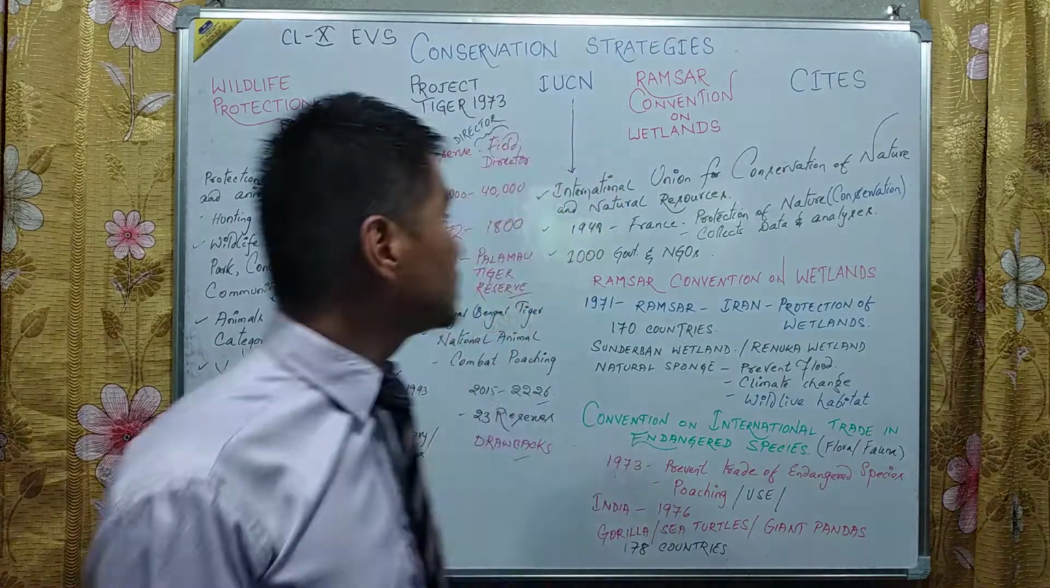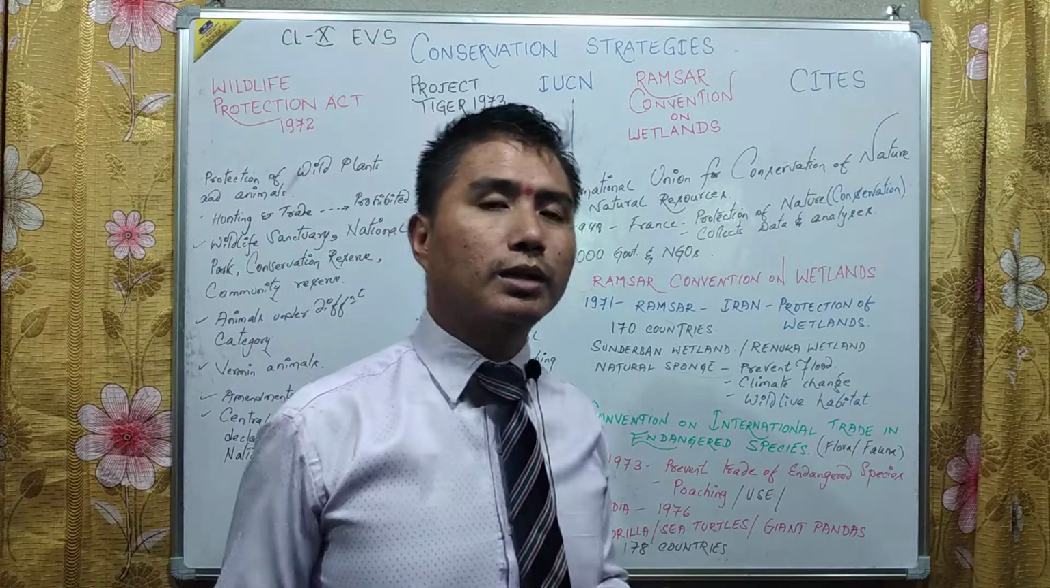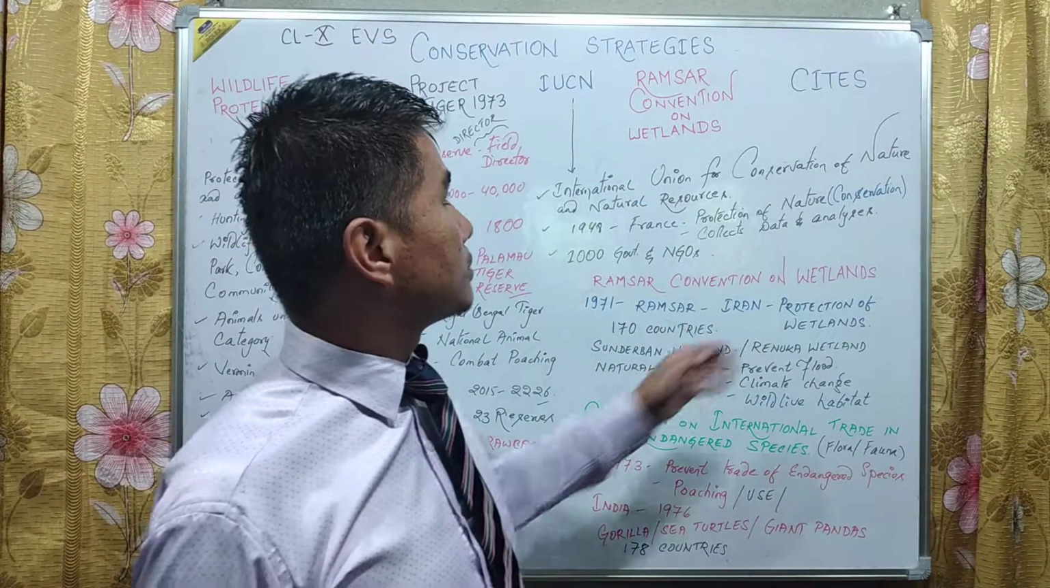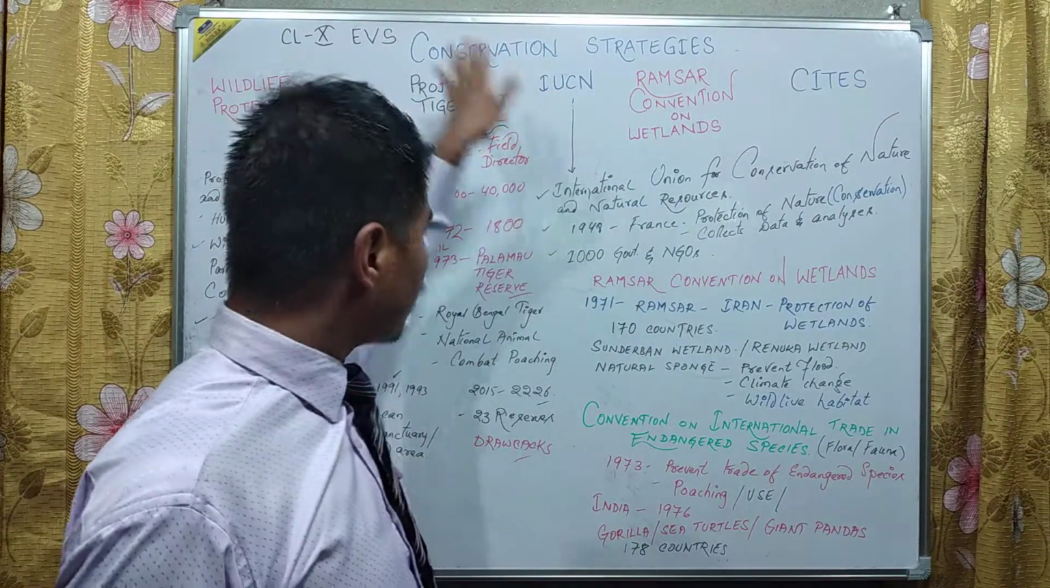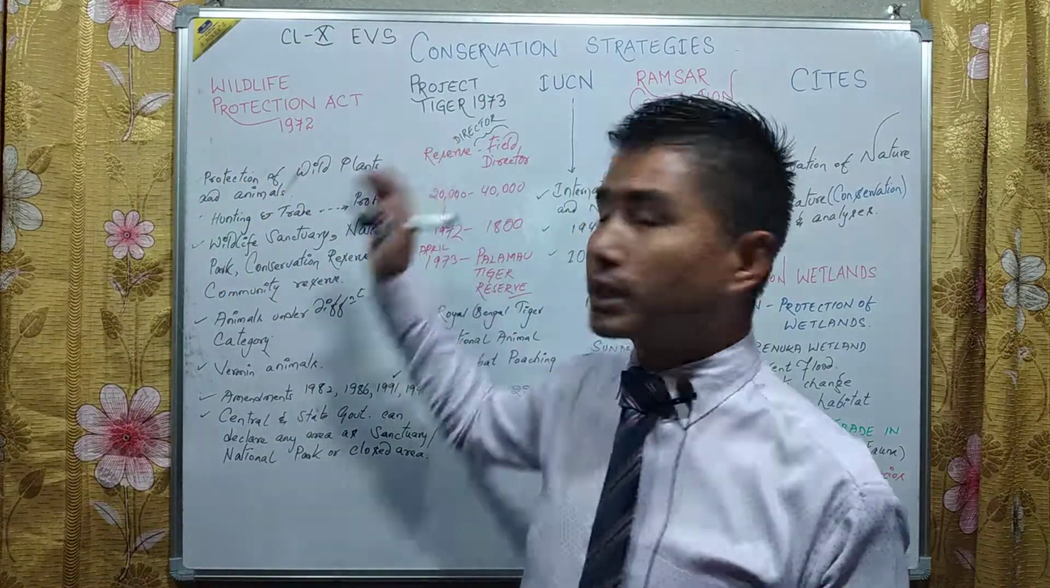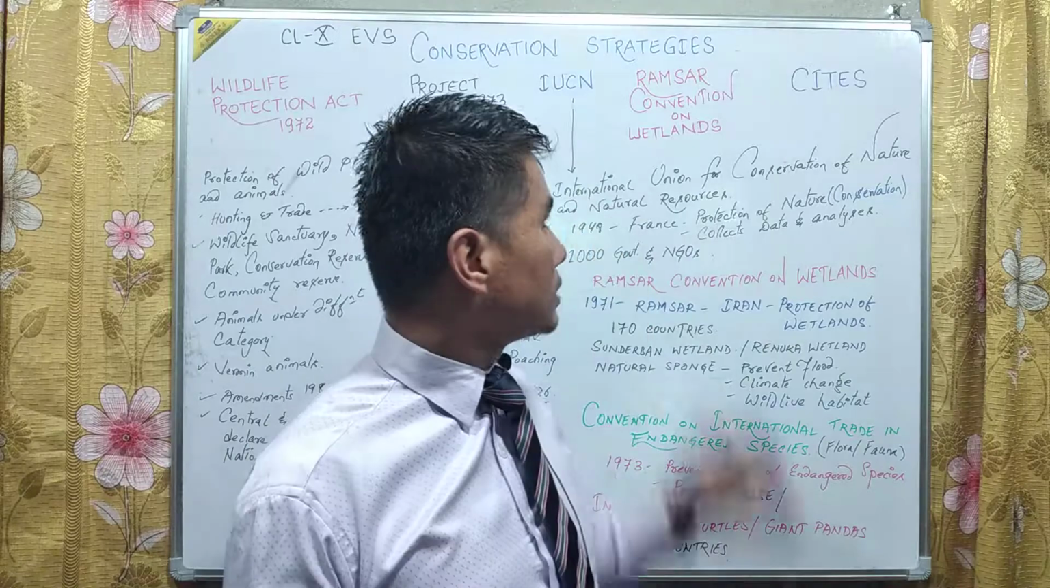So dear students, kindly go through it. The question might come: what are the various objectives of the Wildlife Protection Act, or what is the full form of IUCN? At certain points, write a short note on Tiger Reserve or Project Tiger. So kindly make notes on it.